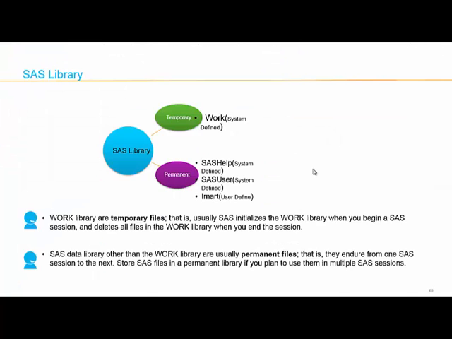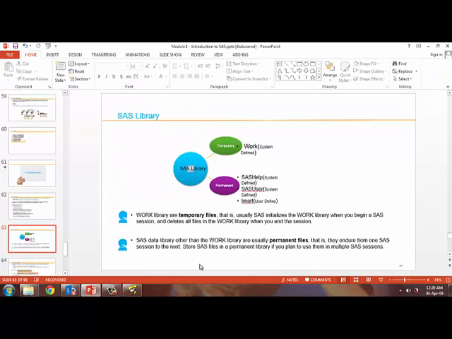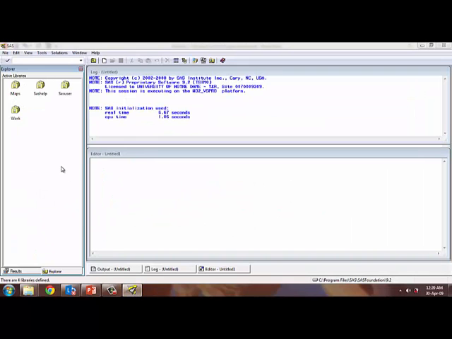Next, coming back to the SAS session, here I have four libraries: Maps, SASHELP, SASUSER and Work. Maps, SASHELP and SASUSER are permanent libraries created by the system, so these are also system defined libraries, whereas Work is a temporary library which is created by the system.